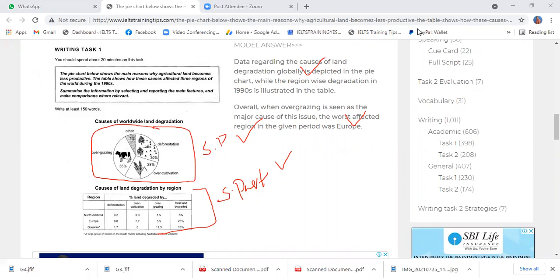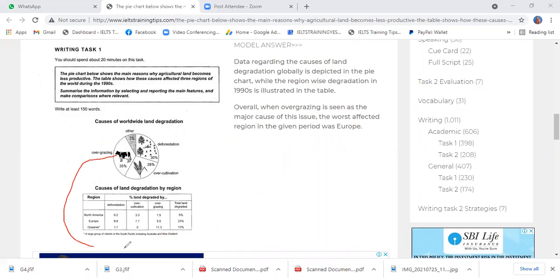I told you the first way, that is overgrazing. Then you can say the worst affected area. Deforestation, you can say the worst affected area. Overcultivation, you can say the worst affected area. You can do that. And you can say this is the worst affected area, or Europe, you can say on the whole, if you say in 1990. So you can do it either way, but go for the better one.